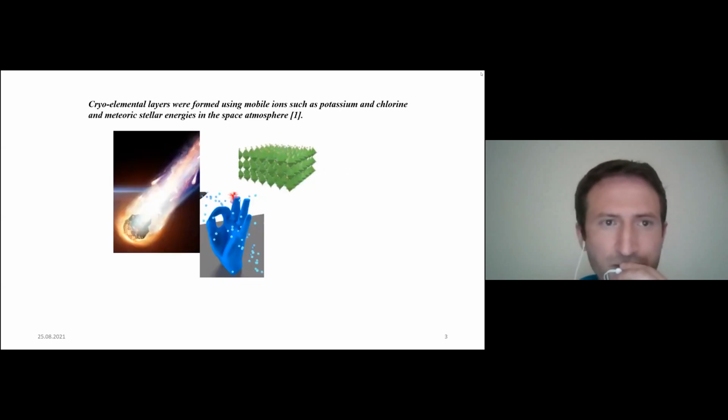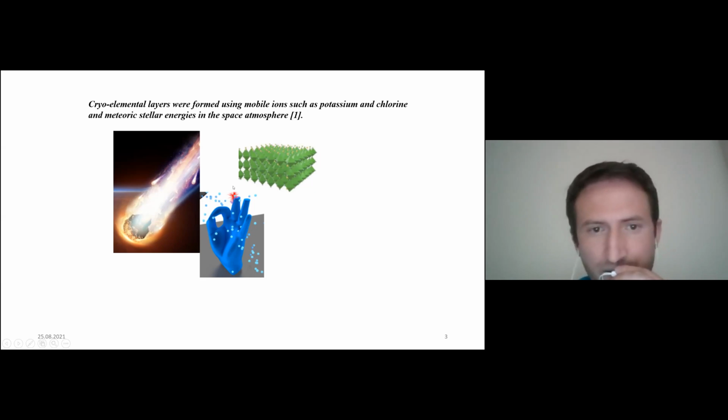Firstly, cryo-elemental layers were formed using mobile ions such as potassium and chlorine and meteoric stellar energies. You can see the meteoric stellar energies and the atmospheric barrier in our world atmosphere, spreading energy very effectively, and we can use the modeling energy and the potassium and chlorine ionic effects combined with nanotechnology in a simulation form.